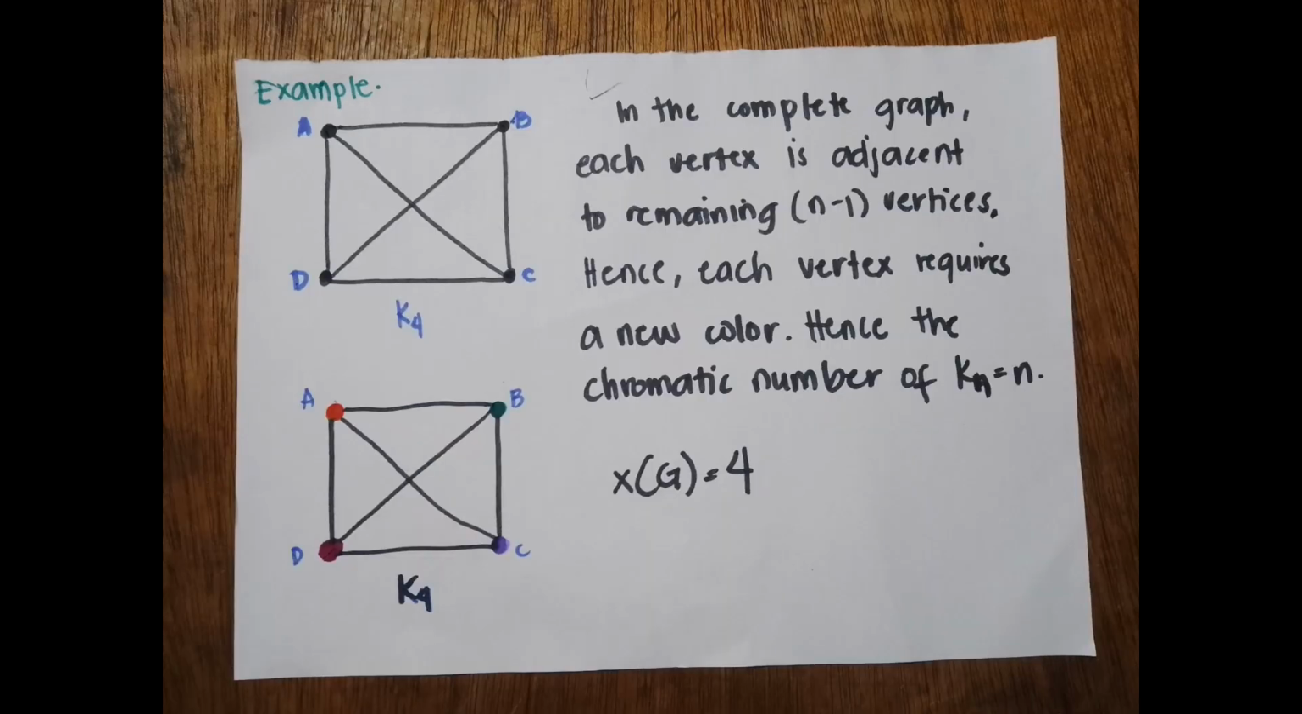Another thing to remember is that in the complete graph, each vertex is adjacent to the remaining n-1 vertices. Hence, each vertex requires a new color. Hence, the chromatic number of K_n is equal to n. So as you can see in this example, graph K4 has 4 vertices. So K4 is a complete graph. That's why the chromatic number is 4. So chi of G is equal to 4.